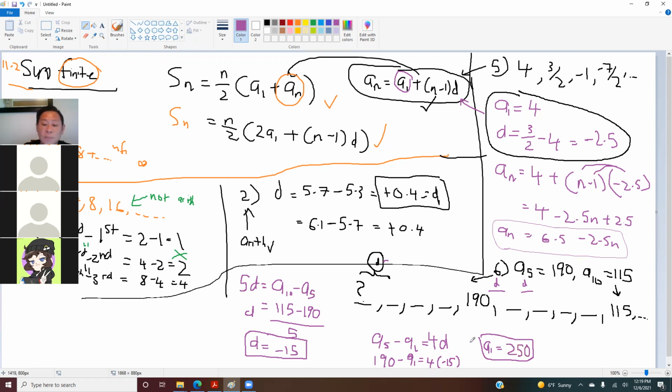And then what you do is just plug this into this formula to find your AN term. So AN in this case is 250 plus N minus 1 times D. D is negative 15. And I think the rest you guys know what to do, right? So this is very simple. Mostly the challenge here when I give you this kind of work is you need to know your D and A1, and that's how you do this.